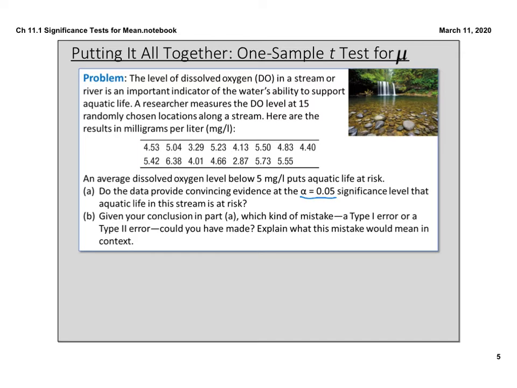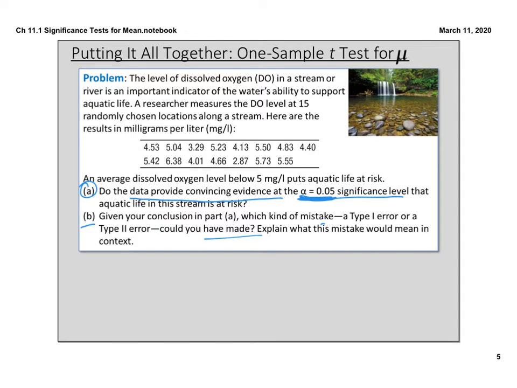So that step A right there doesn't point blank say to you, perform a significance test, but you have to read it in the question. Do the data provide convincing evidence at the alpha 0.05 significance level, especially if they give you a significance level. Obviously, if they're giving you a significance level, then you need to carry out a significance test. Part B is going to be, given your conclusion to A, what kind of mistake, a type 1 error or type 2 error, could you have made? Explain what this mistake would mean in context. So then we're going to get back to that error discussion.